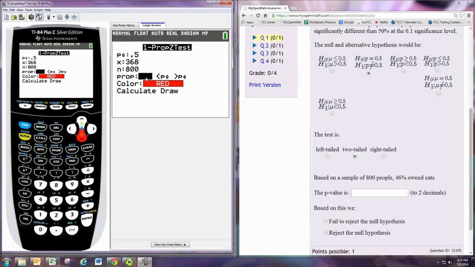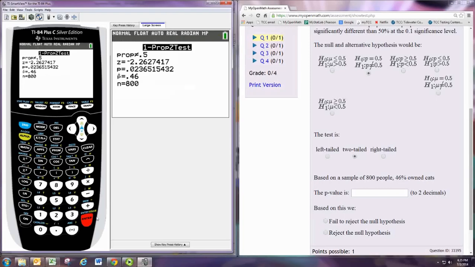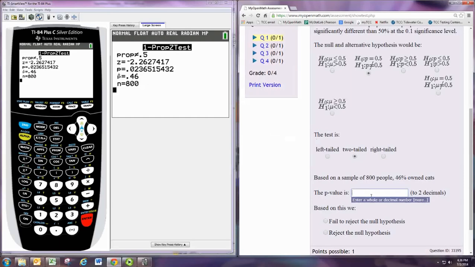The alternative hypothesis test is using a not equal to sign, and we can calculate there. The p-value is the second variable given. The p with the little hat on top is the sample proportion, 46%. To two decimal places, we would have 0.02.